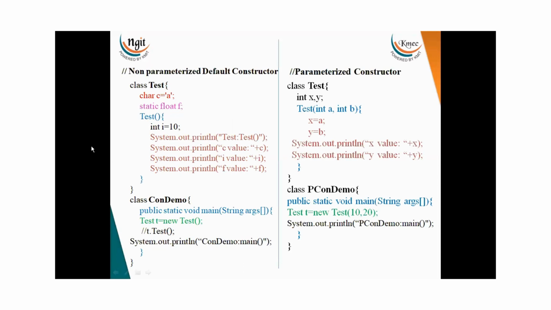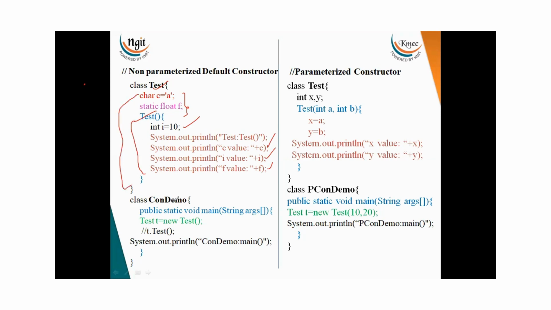So here we have an example for the default constructor as well as the parameterized constructor. I'm taking a class, a Test class. Here I'm taking two instance variables. Now I'm taking a constructor. Here you can see this is a special type of method. Whenever the class name and method name are the same, that is called a constructor. A constructor without parameters is called a default constructor. Within this constructor, I'm setting the variable i equal to 10. Then I'm displaying the values of c, i, and f. I'm closing the constructor, then I'm closing the class.